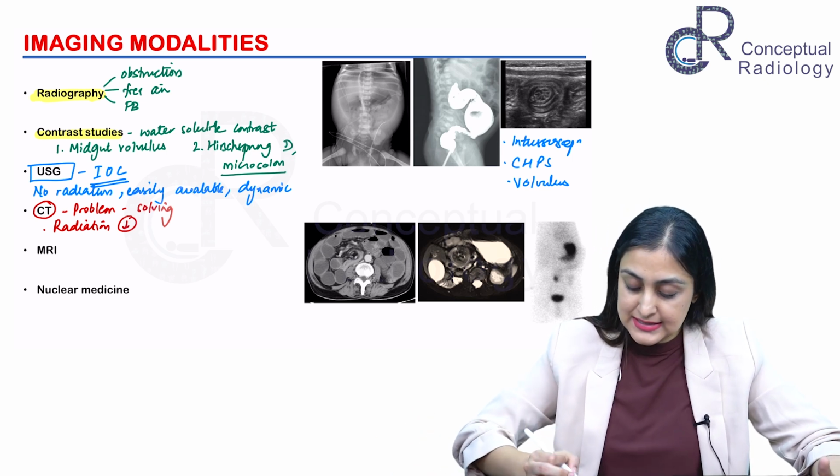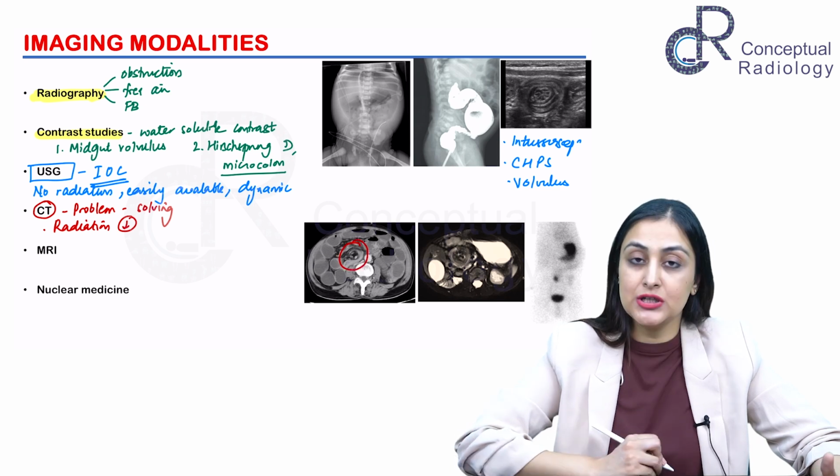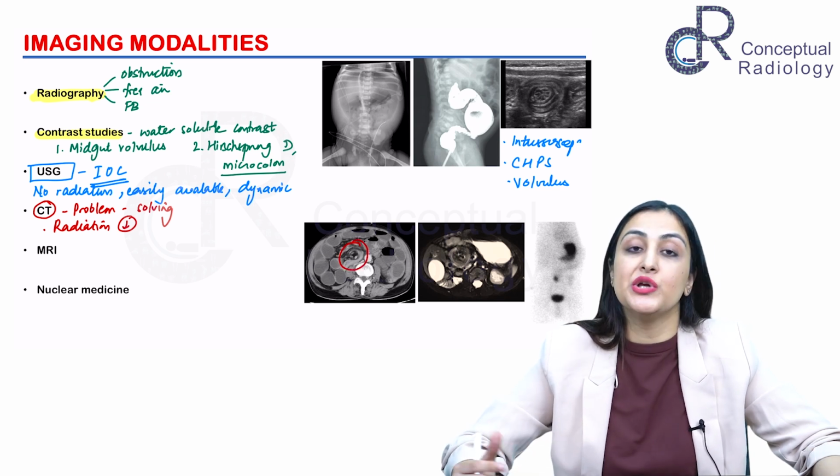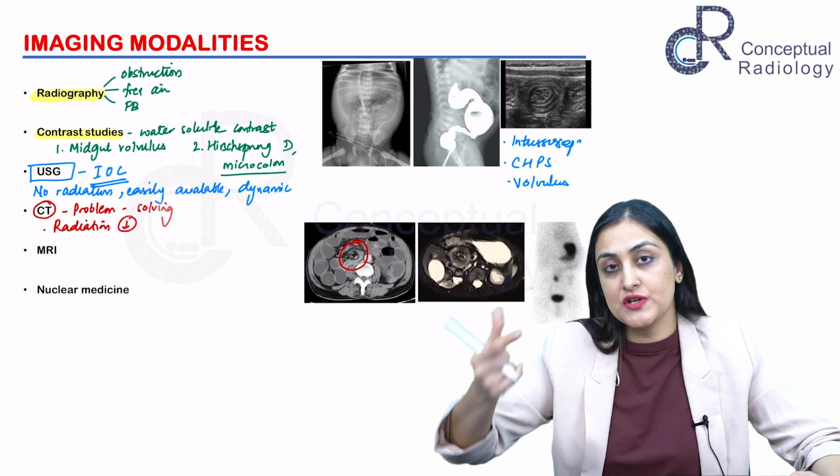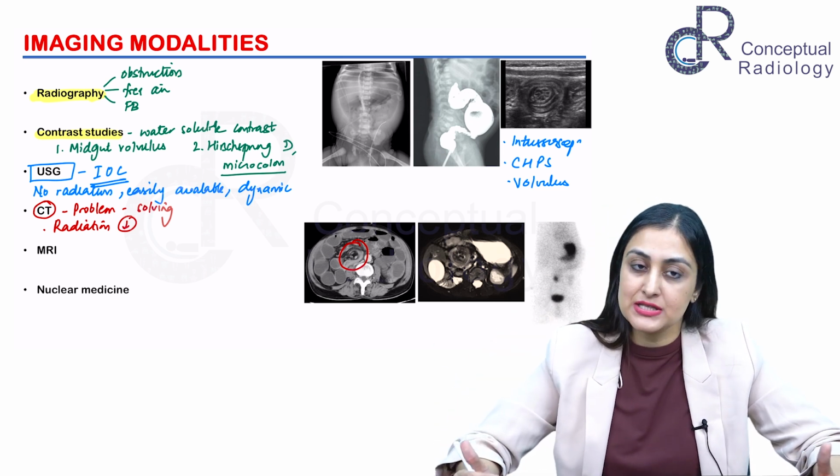So here in a CT scan, you can see how there is swirling. There is a whirlpool sign which is showing you a case of midgut volvulus. There is whirling of the mesentery that you can see here.